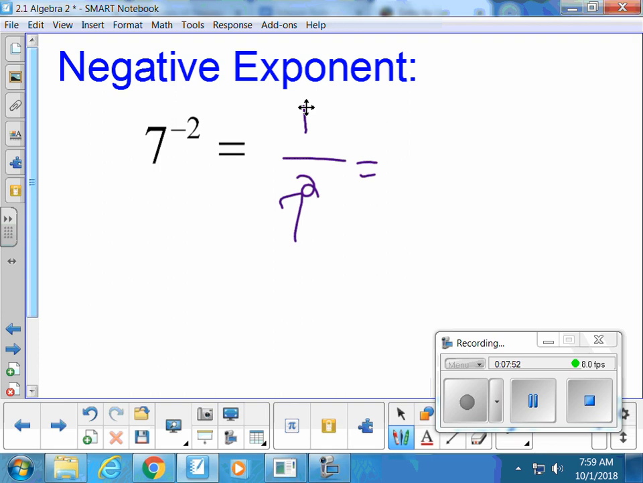And then I'm just going to go ahead and figure out what 7 squared is. It's 49. So that's your final. 7 to the negative 2 is 1 over 49.